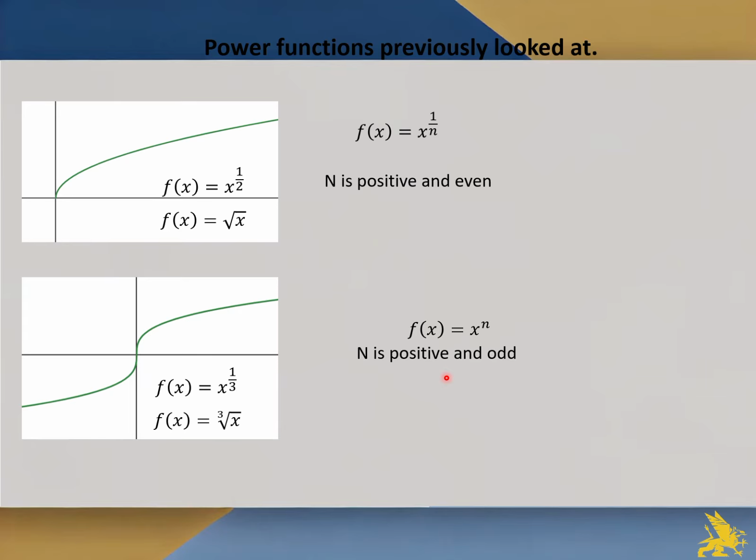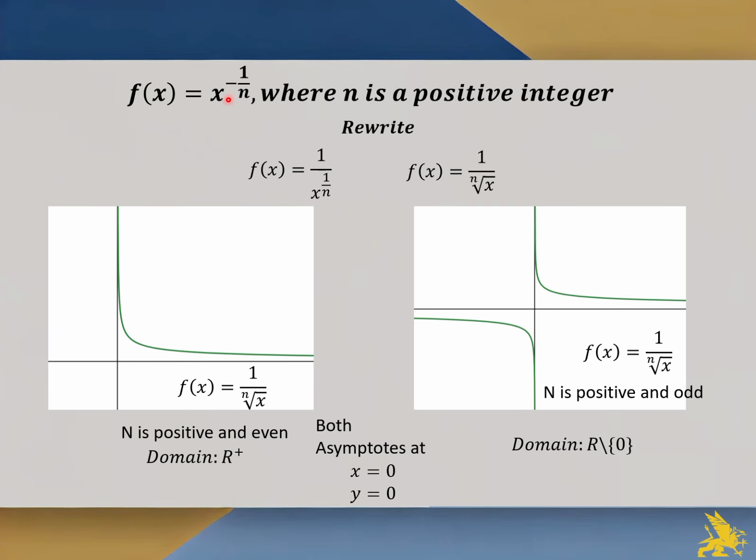Now we are going to be looking at when we have our power as a negative and we've got 1 over n. So I've rewritten this because it's important that we see it in terms of a positive. So if I take that to the bottom, it's 1 over x to the power of 1 over n. And then I can write it as a square root. So 1 over the square root of x, and it could be a square root, it could be a cube root.